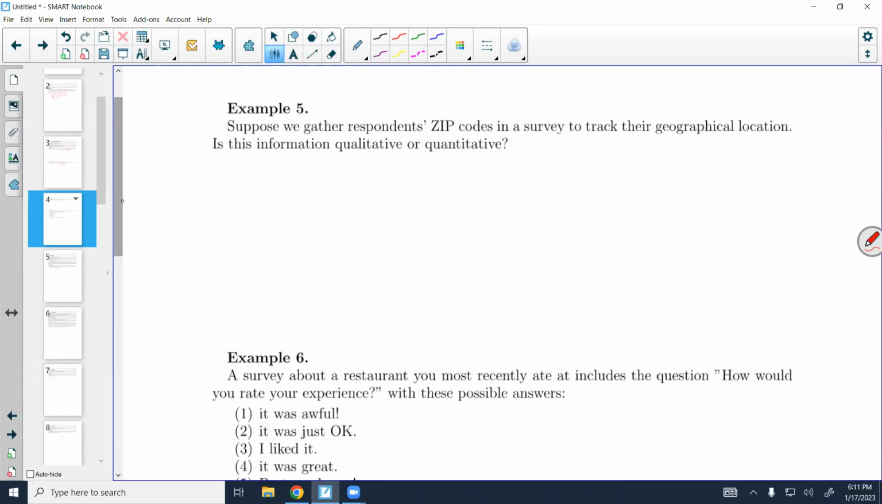Okay, can I find the average zip code? And would it have any meaning if I did? Remember, I pointed out that's what you have to remember about quantitative. You have to be able to calculate something with it. Now, I guess we could calculate an average zip code, but it wouldn't mean anything.